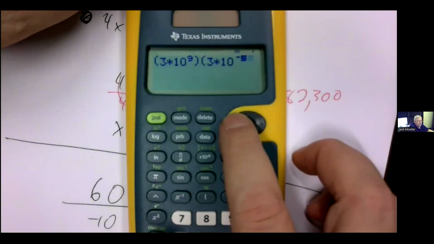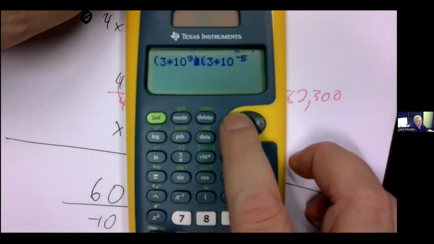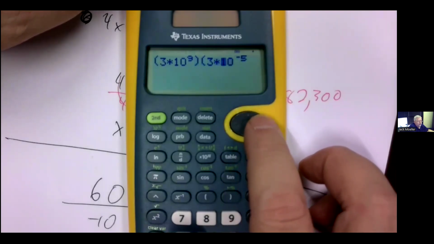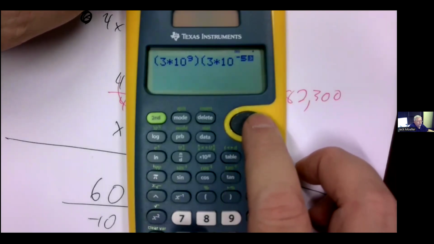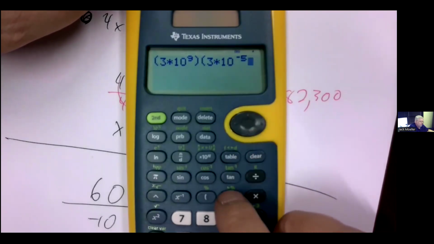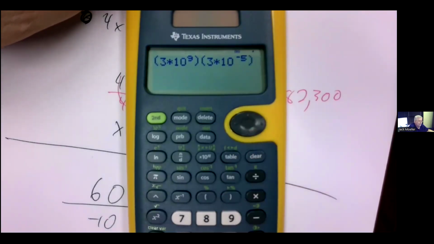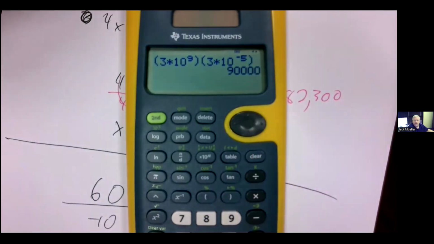Oh, and I didn't mention it before, but if you notice, I moved my cursor, because when you do that exponent, your cursor is up there. You need to move it over so that your parentheses is at the end. So there's your answer. And this one's in decimal notation.